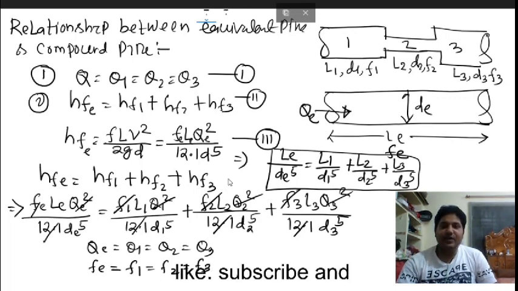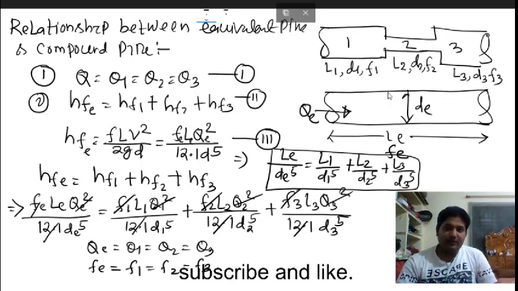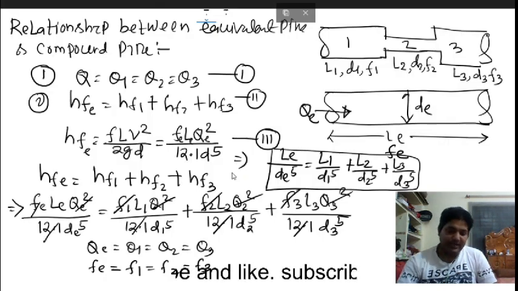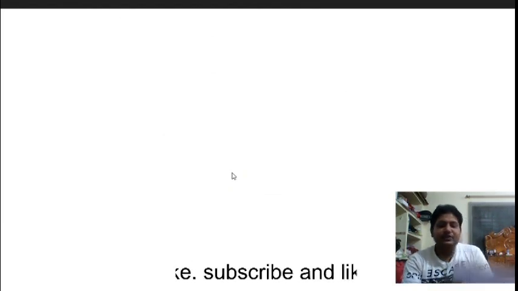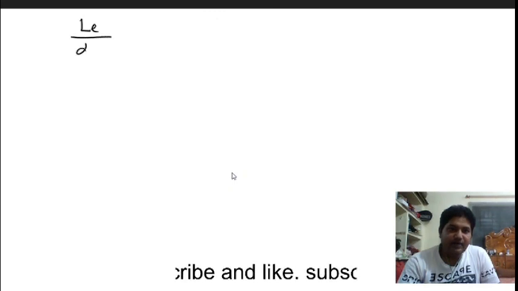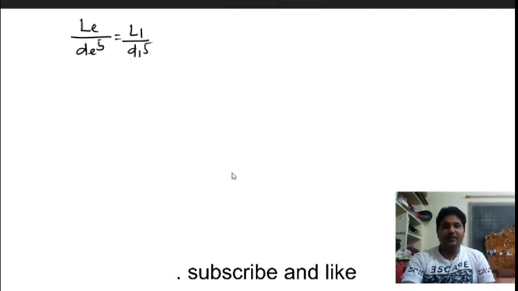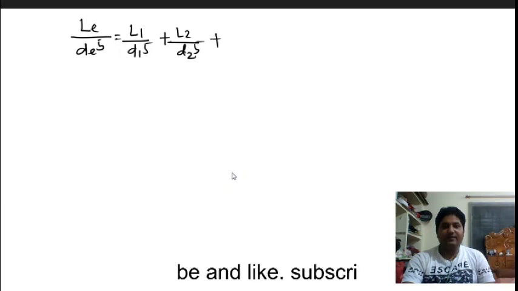Okay, so now let me write this one again. The final equation is LE divided by DE to the power 5 will be equal to L1 divided by D1 to the power 5 plus L2 divided by D2 to the power 5 plus L3 divided by D3 to the power 5.